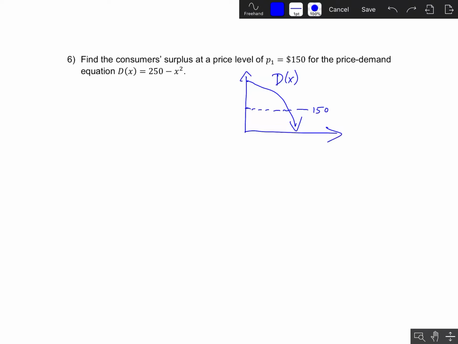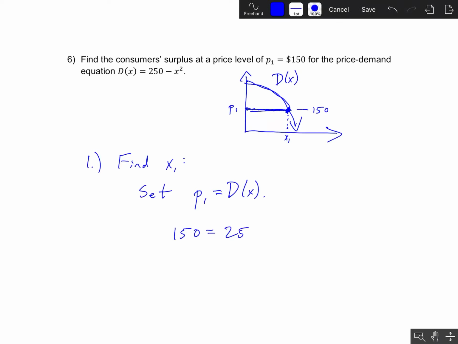So we need to break this into at least two steps. Our first step is going to find that x1, the equilibrium quantity. We know the equilibrium price right now is just $150. Notice that x1 is going to be the x-coordinate where these two curves intersect, where P1 is equal to d of x. So in step 1, to find the equilibrium quantity, we set P1 equal to d of x. That gives us 150 is equal to 250 minus x squared. Solving this equation will tell us the equilibrium quantity.